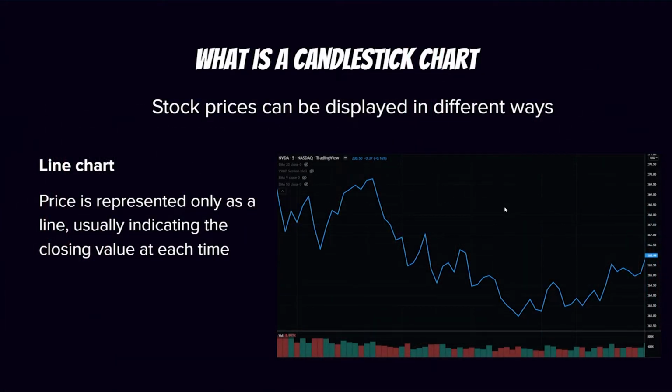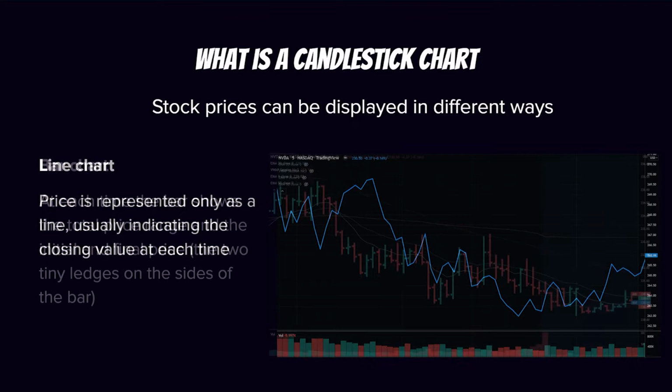So what is a candlestick chart? As I said, you may be used to a different kind of chart, like the line chart, which usually represents the closing price of the stock at a given time, and you can see it as a line going up and down on a chart. In the lower part of the chart here, you can see the volume, which is usually represented with bars. That's another important indicator, but we're not going to cover it in this video.